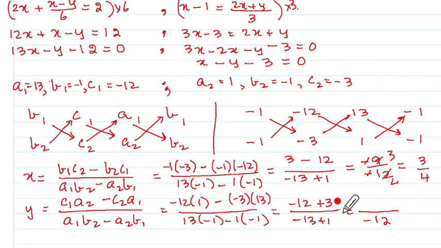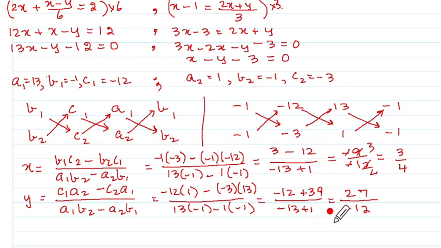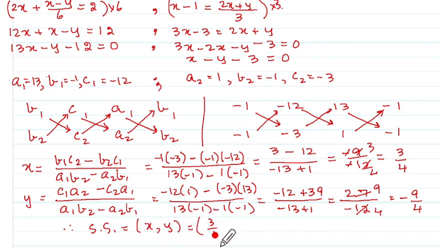13 3s 39. So we will have 27 remaining here. 39 minus 12. Yes. So we will have 3 4s and 3 9s. So it will be -9/4, and therefore we will have solution set equal to X, Y, which is 3/4, -9/4, and that is our answer. You'll have to practice this so that you are comfortable with this type of question.